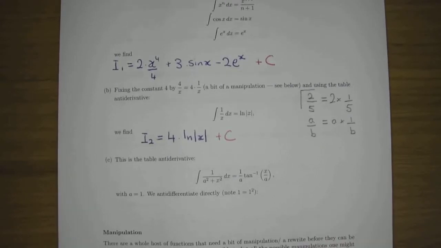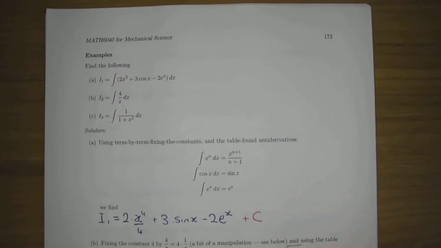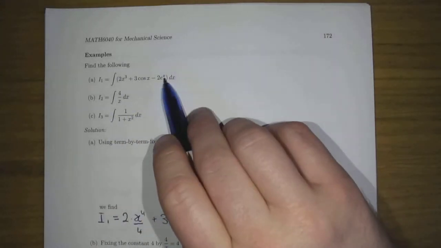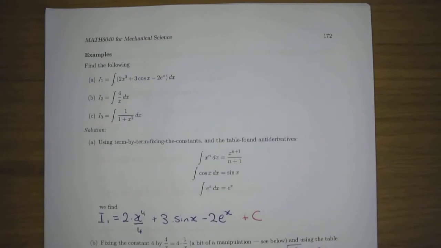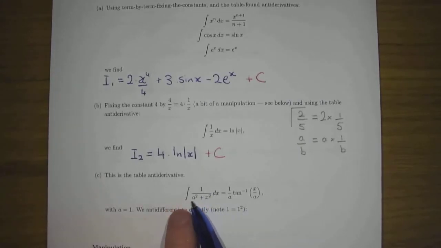So this one, now we should probably start talking about the strategy here. The first thing is, you ask, is it in the tables? x cubed is in the tables, yes. Cos x is in the tables, yes. e to the x is in the tables, yes. 1 over x is in the tables, yes. What about 1 over 1 plus x squared? This is one that will catch people out. It is actually in the tables. It's of this form, 1 over a squared plus x squared, where a squared is 1.